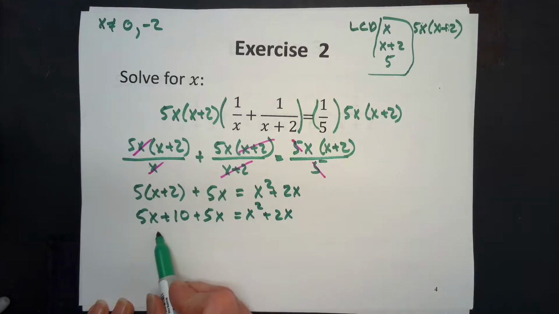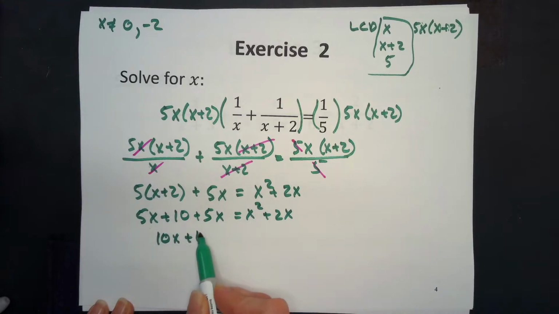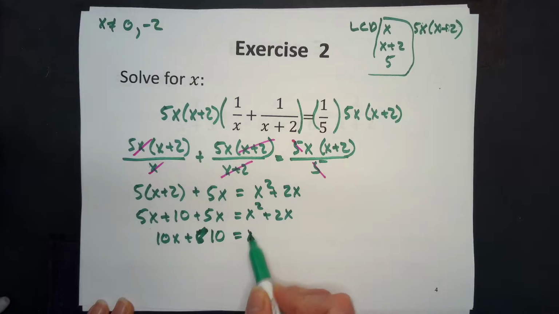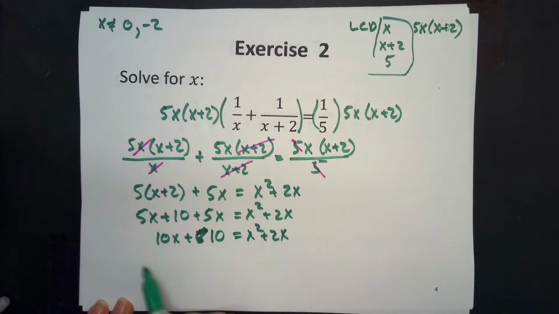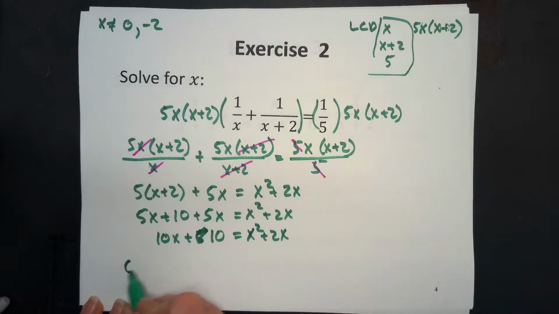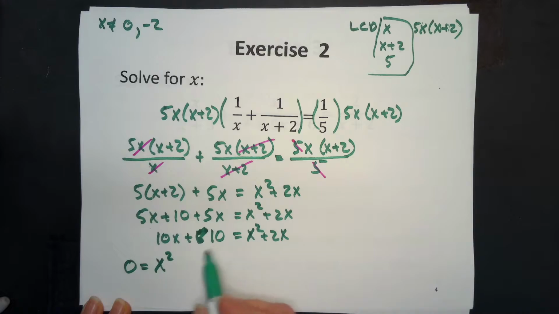And so we're going to get 10x combined to give me 10x plus 10 equals x squared plus 2x. So I'm going to move everything to the right-hand side just so I don't have to move the x squared. So I'm going to get 0 equals x squared. And then when I subtract 10x from both sides, I get minus 8x. And this is going to be minus 10 because those came from the other side.